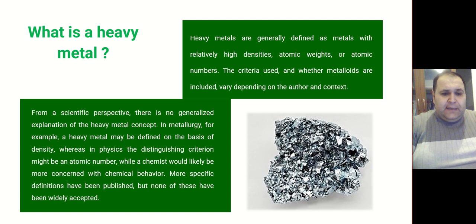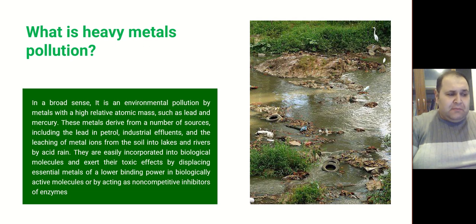In order to better understand the topic, let's look at what heavy metal pollution is in a broader sense. In a broader sense, heavy metal pollution is environmental pollution by metals with a high relative atomic mass, such as lead and mercury. These metals derive from a number of sources, including lead in petrol, industrial effluents, and the leaching of metal ions from the soil into lakes and rivers by acid rain.